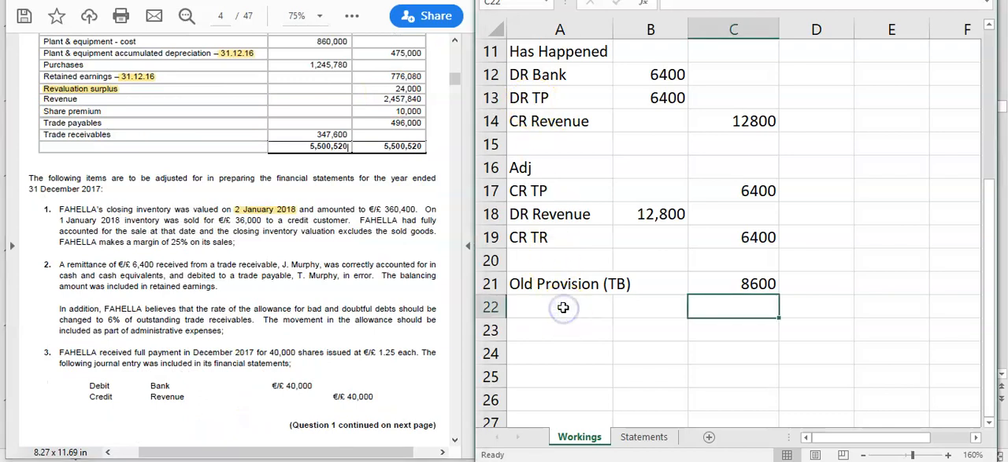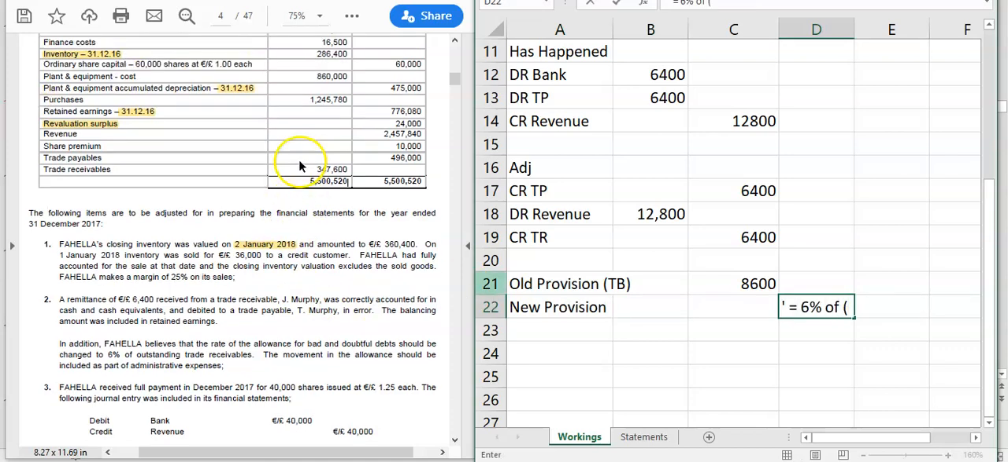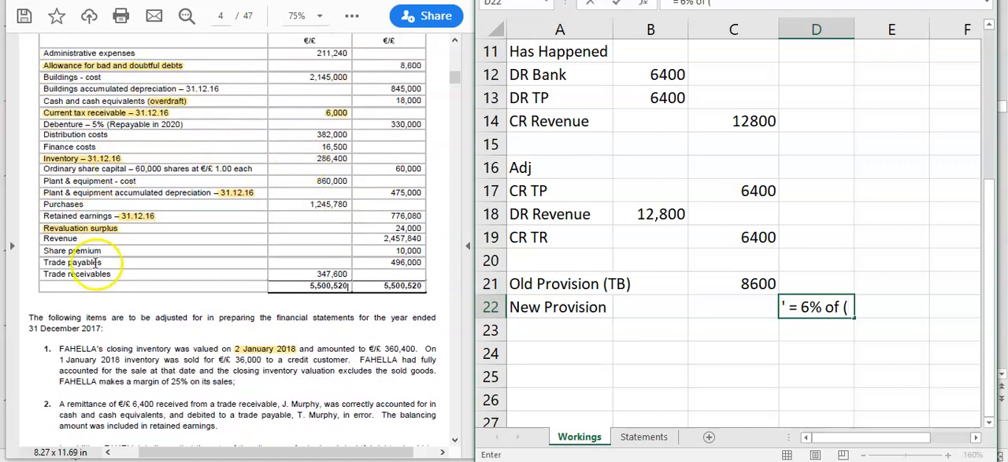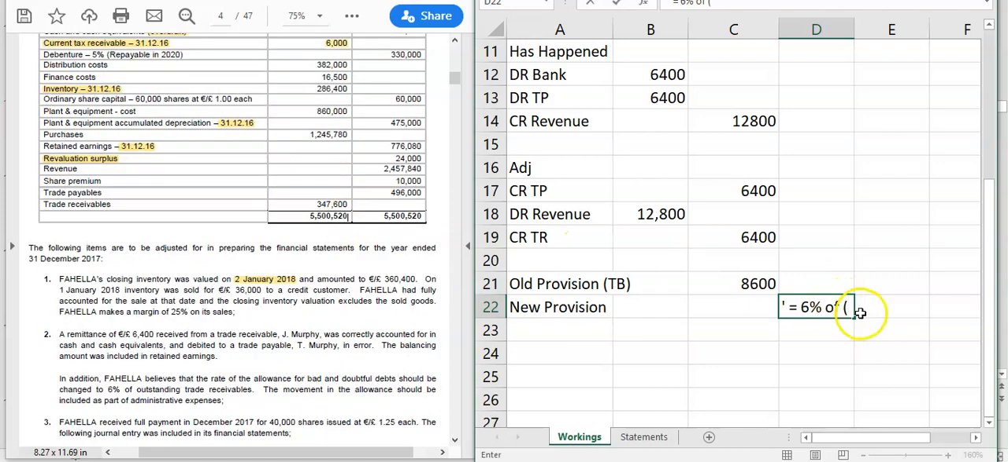The new provision will be 6% of your trade receivables, which in this case are 347,600. Now this is where they get tricky. Watch for it. You've just adjusted trade receivables. They are overstated by 6.4, so you need to adjust that.